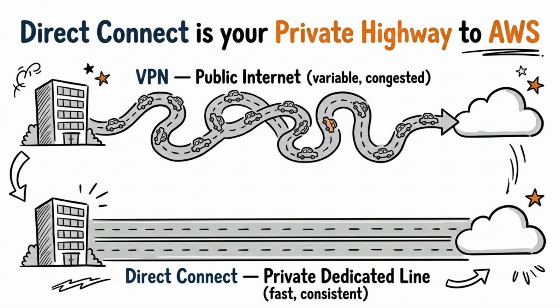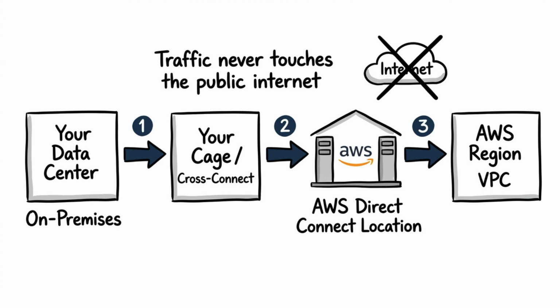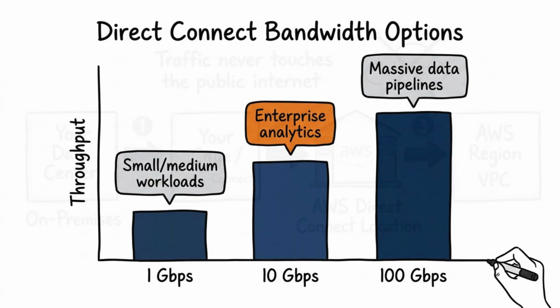Now, if you have high-throughput, latency-sensitive workloads, think large-scale data migrations, real-time analytics, or financial trading systems, a VPN over the internet isn't going to cut it. You need a dedicated line. That's AWS Direct Connect. Direct Connect establishes a private, dedicated network connection from your on-premises environment to AWS. It bypasses the public internet entirely. You get consistent network performance, reduced data transfer costs compared to internet-based transfer, and bandwidth of either 1 gigabit per second, 10 gigabits per second, or even 100 gigabits per second.